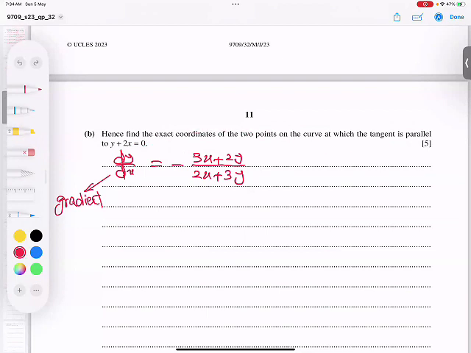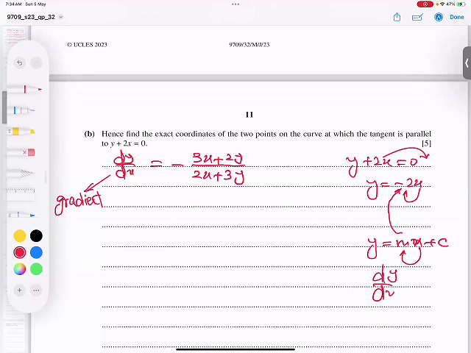Have a look at the other equation of the line, y plus 2x is equal to 0. If I bring 2x to the other end and compare with y equals mx plus c, the number written beside x is called the gradient. So the gradient here is -2. He said they are parallel to each other, so they have the same gradient. So this number I can plug in there, -2.